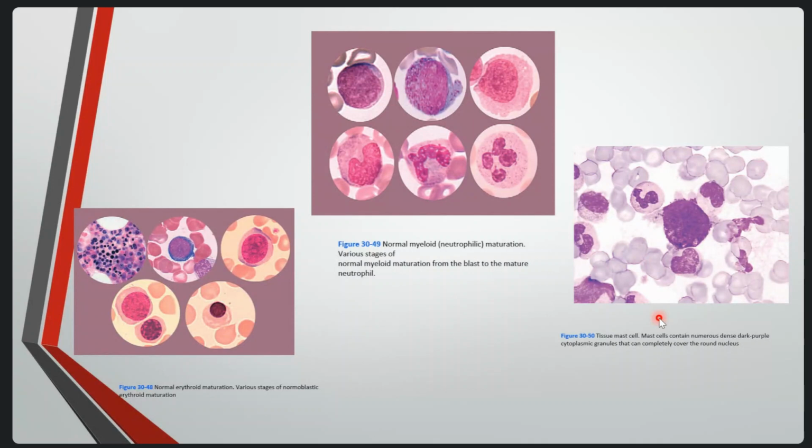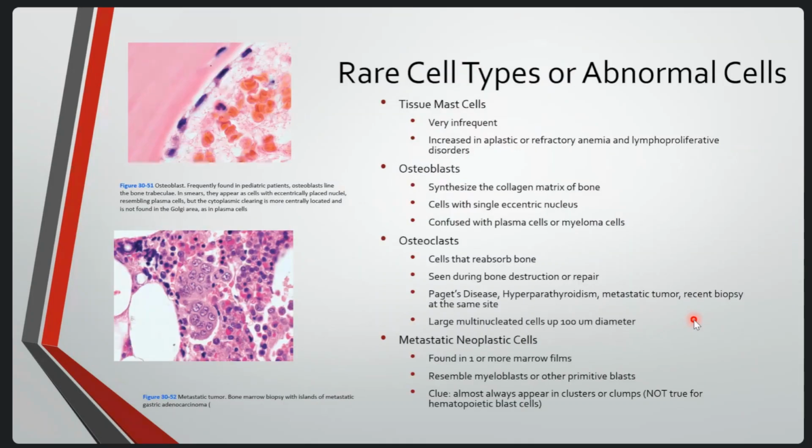Here is a tissue mast cell. These mast cells contain numerous dense dark purple cytoplasmic granules that completely cover the round nucleus. Under the bone marrow, we can see some rare cell types or normal cells, like the tissue mast cells, which are infrequent but increased in aplastic or refractory anemia and other lymphoproliferative disorders. You can also see some osteoblasts.